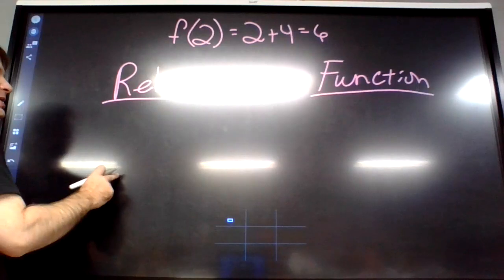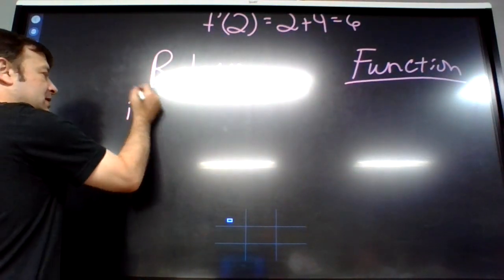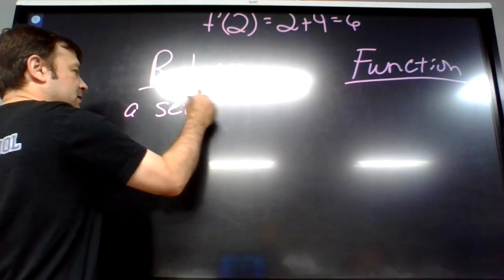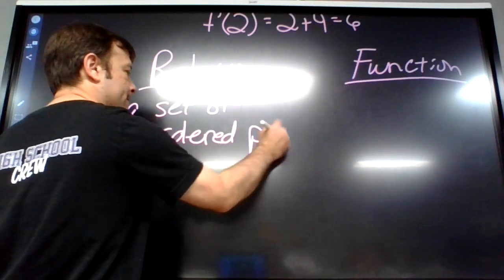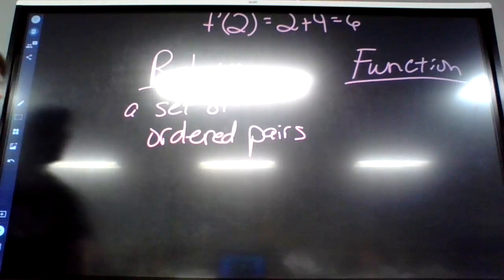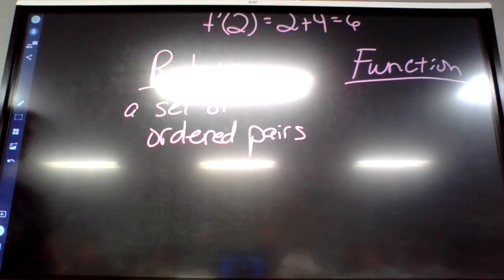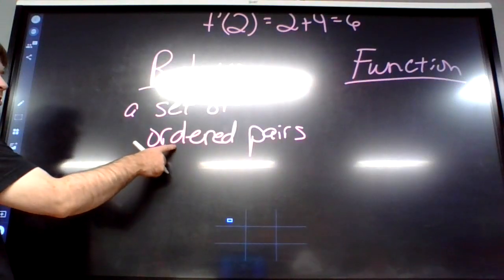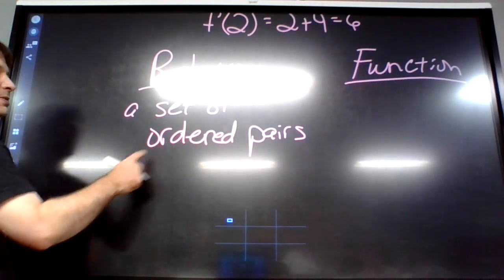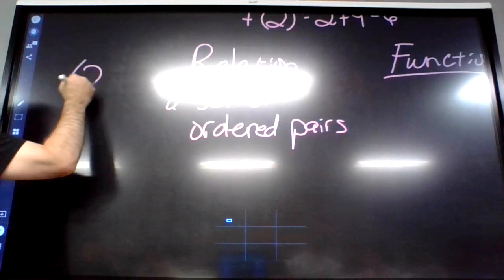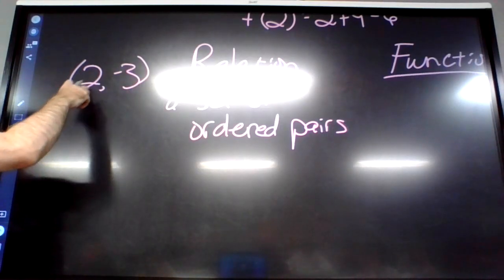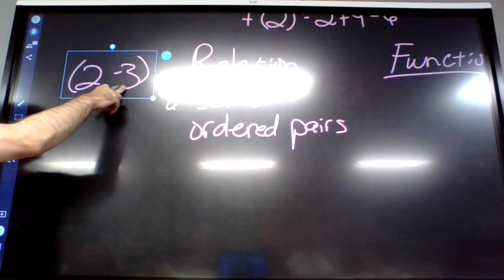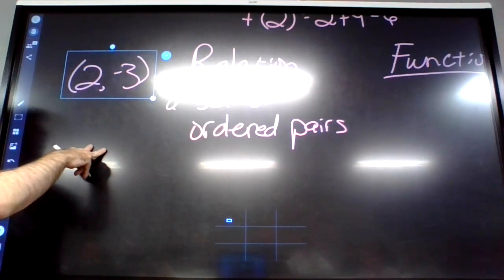Okay, a relation is a set of ordered pairs. I mentioned this briefly yesterday, the term ordered pairs. Do you guys remember what ordered pairs are? That's what we were graphing yesterday. So yesterday when we had like 2, negative 3, this is an ordered pair. It's ordered because x comes before y, and it's a pair because there's 2 of them, right?